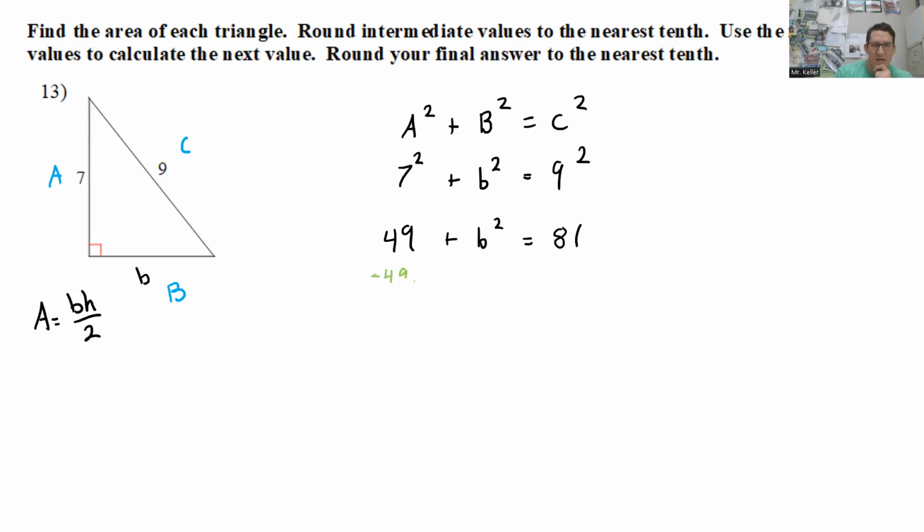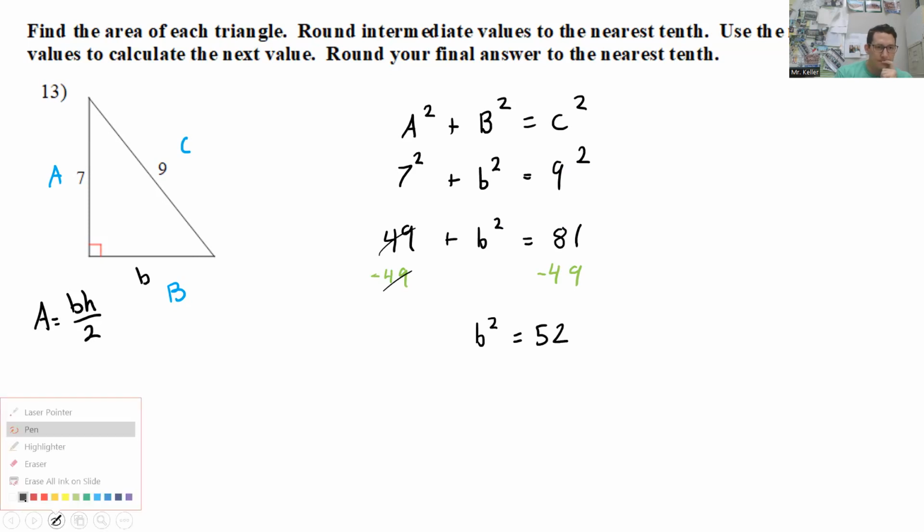Subtract 49 from both sides. Yeah, that cancels out. You get B squared is equal to, what is that? That's 52. And then I'm going to square root both sides.